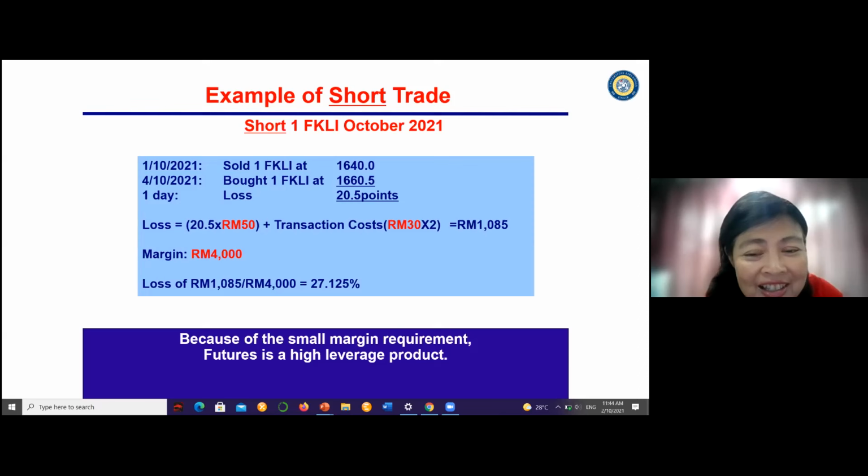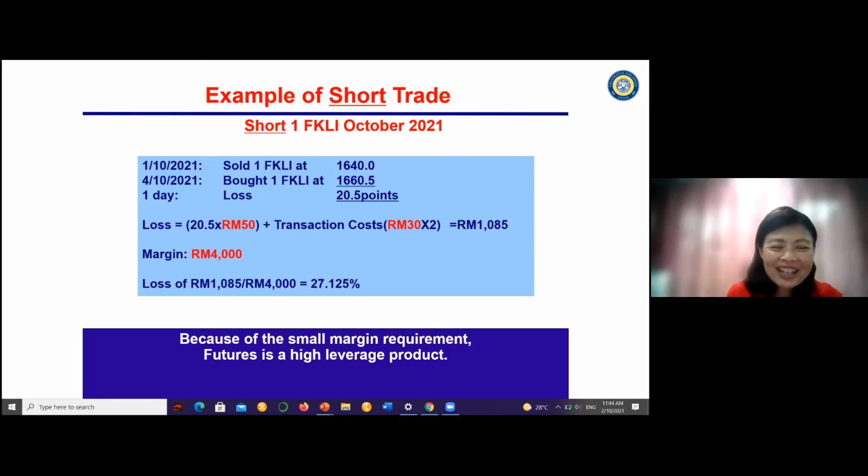So my 20 points is actually times 50 because 1 point is 50 ringgit, all right? Then I still have to pay transaction cost, very cheap, 60 ringgit only. So I made a loss of 1,085 ringgit, okay? If my margin is 4,000, now it's 4,200, then my loss is 27% over the weekend. Over this weekend, I make 27% loss.